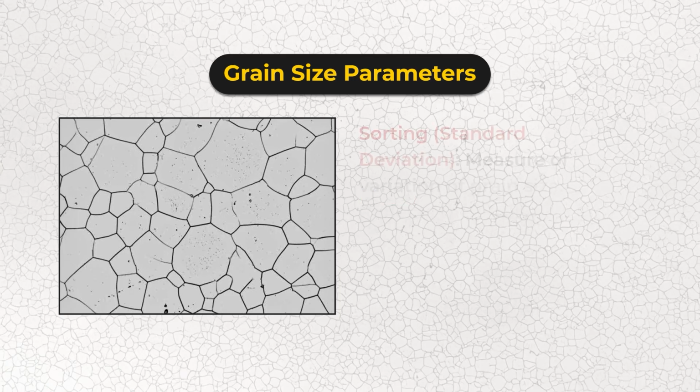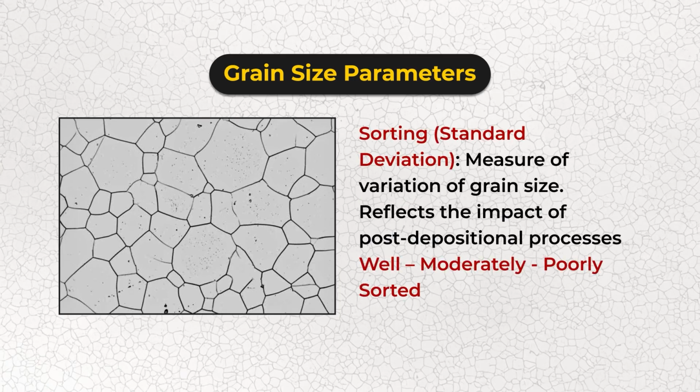The sorting of the grains, which is also called standard deviation, is a measure of variation of grain size. It reflects the impact of post-depositional processes. They could be well sorted, moderately sorted, or poorly sorted.